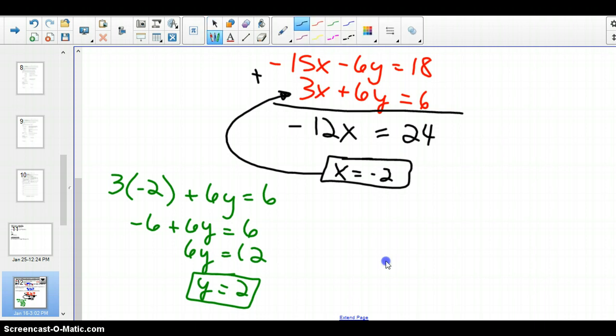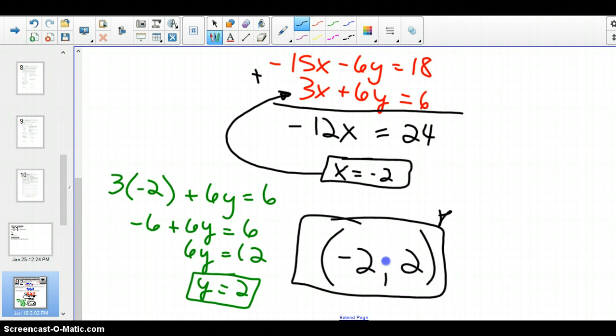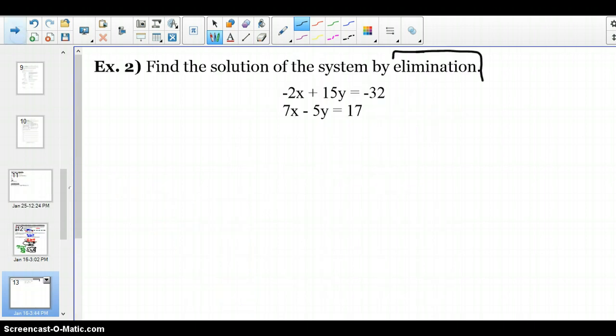You can stop the video if I'm going too fast, and you can replay it too. Alright, so there's your solution. There's your ordered pair. That's your solution. If you have time on a test, or if you're doing homework and you have time, I would always check the solution, but just to save time for the video, we're going to keep going. Alright, so let's look at example 2.